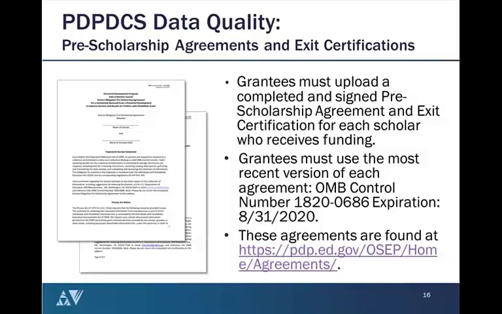To supplement these agreements, grantees must also disseminate copies of the regulation requirements and frequently asked questions to all scholars. You can find these agreements on our website, and the link is listed here below at pdp.ed.gov at OSEP Home Agreements. These are the OMB approved forms. Please use these forms that are posted on our current website. Please note that although these agreements are being uploaded into the system, we are asking that you keep the hard copy of all these agreements until your student has either fulfilled their service obligation or paid their funding off.